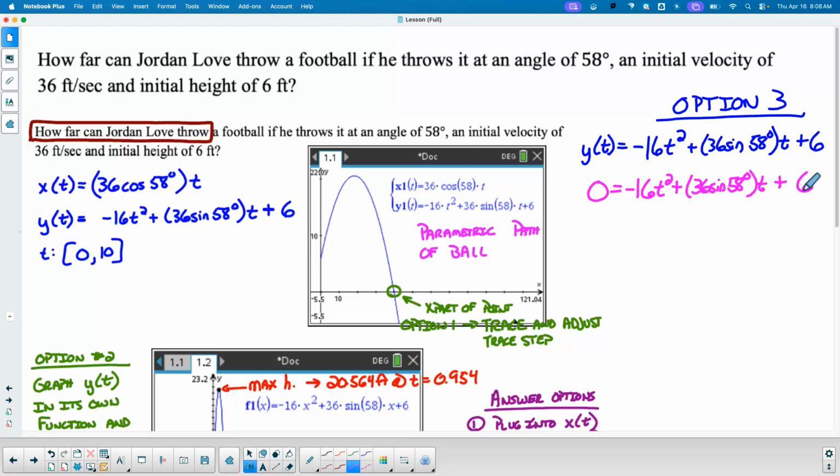What kind of an equation is that? It's quadratic. What are my choices to solve a quadratic equation? Factoring and the quadratic formula, right? Because we can't use the graph. We said we couldn't use the graph. So which choice do you want to use? Factoring or the quadratic formula?